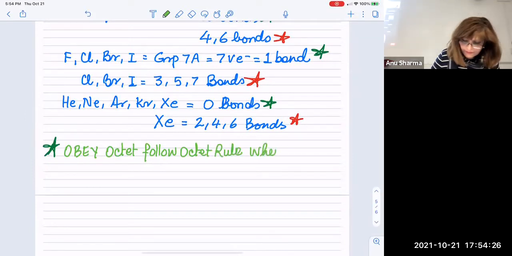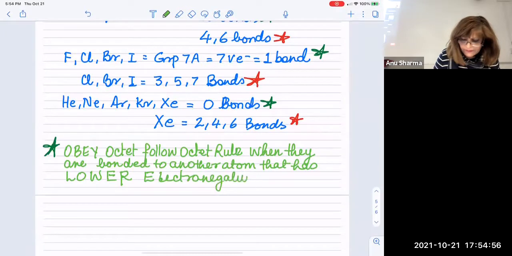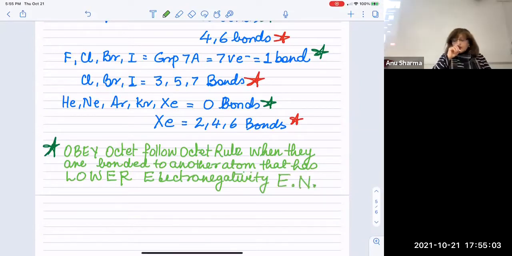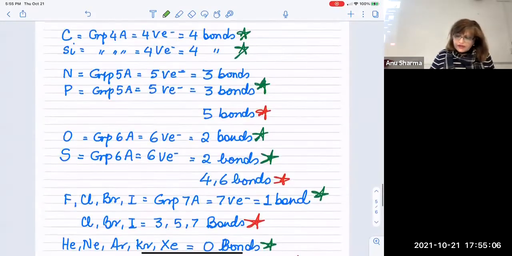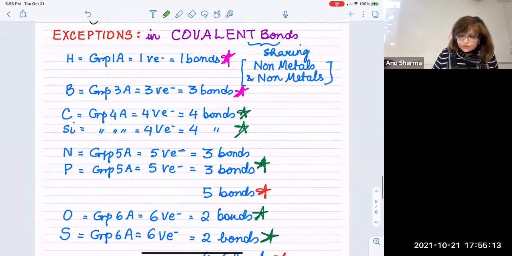When these atoms are bonded to another atom that has lower electronegativity. Electronegativity is EN. So that's one piece. Whenever they are connected to an atom with a lower electronegativity, then yes, they will make all these usual bonds.